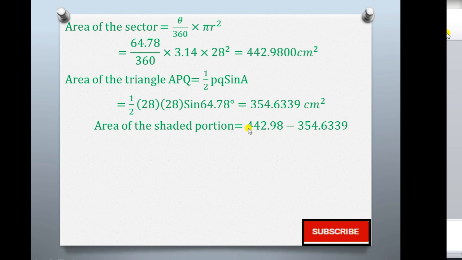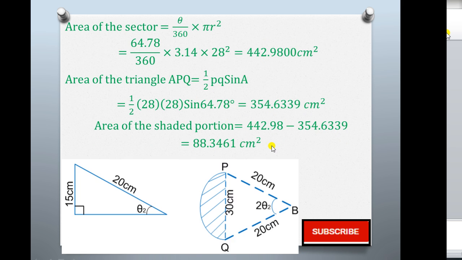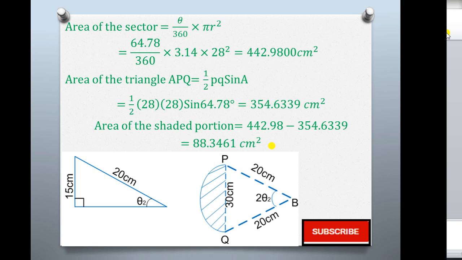Then let's look at the area of the shaded portion. The area of the shaded portion, like we said, will be the area of the entire sector, which we got as this, and I've just ignored the two zeros here because they don't add much, minus 354.6339, and that difference comes to 88.3461 centimeters squared if you carefully press your calculator. Let's look at the second case.